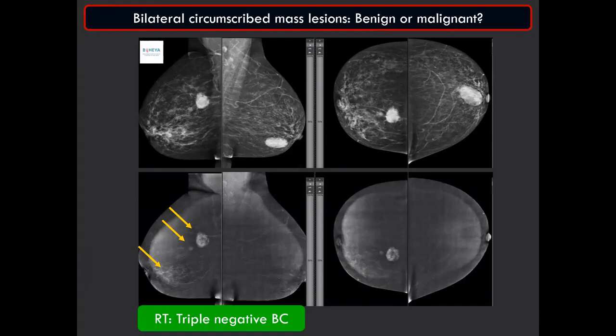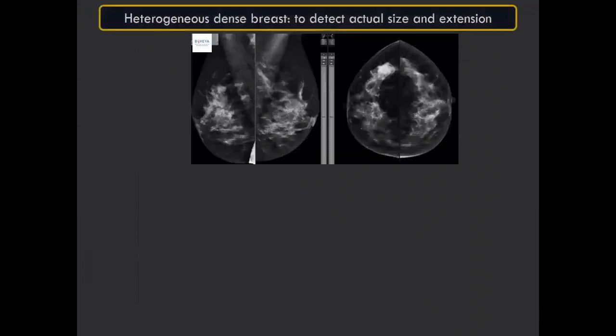Looking at the left breast mass lesion, it did not show any contrast uptake, and as we have just said, a non-enhancing lesion on contrast mammography is usually benign, and this was a fibroadenoma.